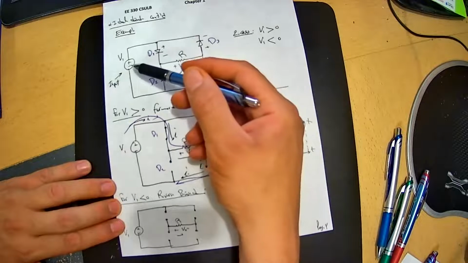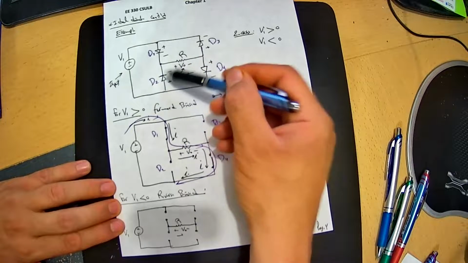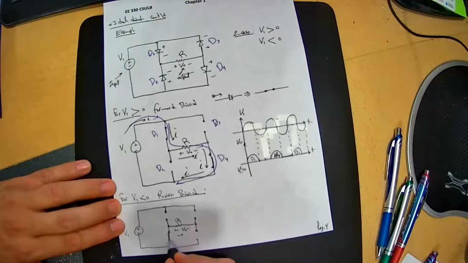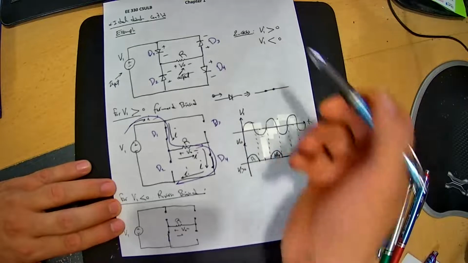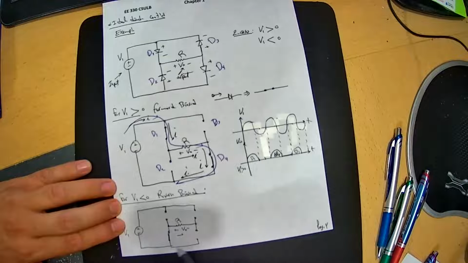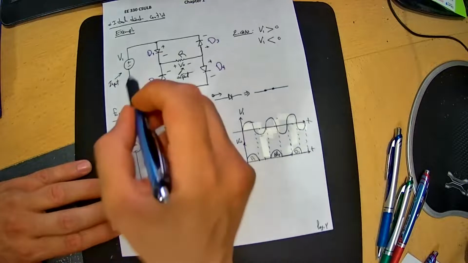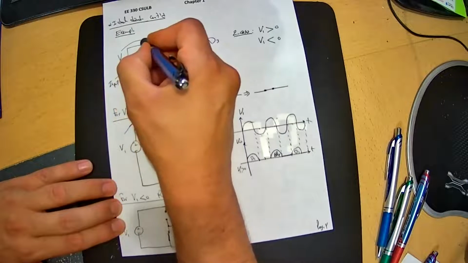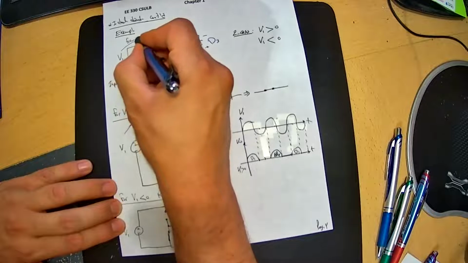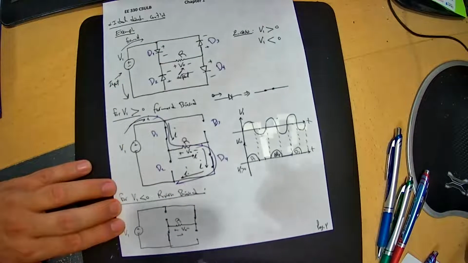So the circuit going through here, reverse bias, that means D2 will be short circuited, right? D1 will be open, continue here. D4 will be open, D3 will be short. So this is the forward bias direction. This is the reverse bias direction.